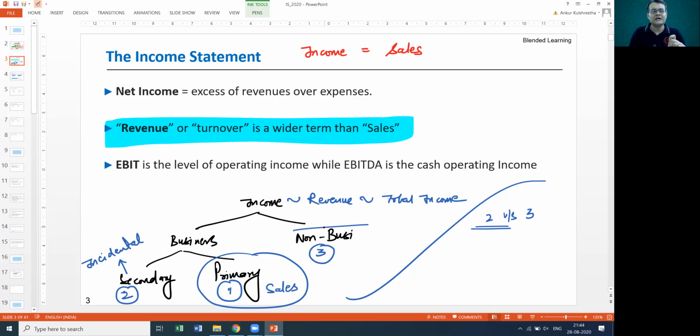Point number one here. For DLF, sale of flats is point number one. For Ranbaxy, sale of medicine is point number one, and things like those. So you're wise enough now to understand what a primary operating activity is. Anything secondary is incidental.